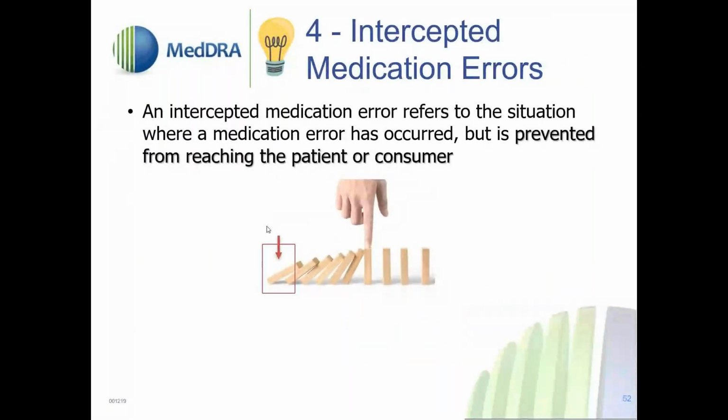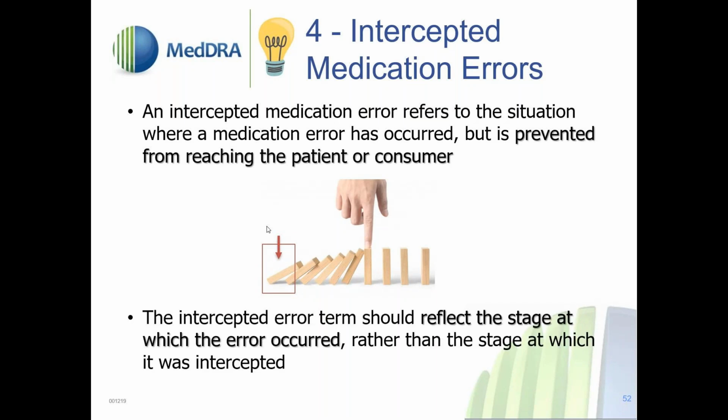Next principle. Sometimes medication errors at an earlier stage of the medication use process are prevented from reaching the patient or consumer. So a medication error occurred during prescription, preparation of the medication, etc., but is detected and intercepted by an active intervention of another person. When such scenarios are reported, the selected term for the intercepted error should represent the stage where the error actually occurred, not where it was prevented.